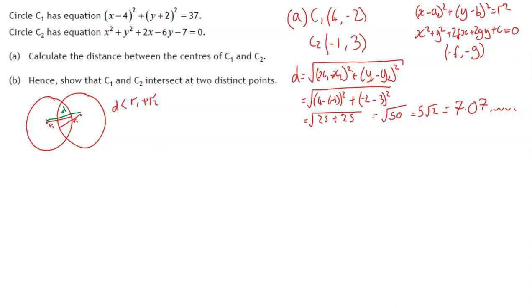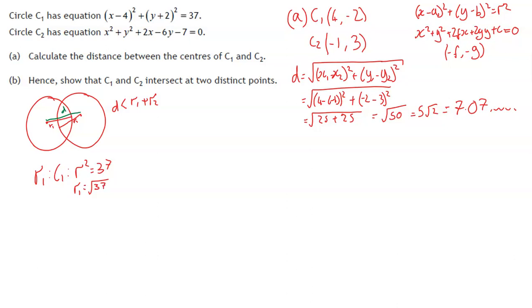Now, I have my distance, root 50, 7.07. I need to figure out the two radii for the two circles and add them together and see what I get from that. So if I think radius 1, R1, let's go for that being C1. Well, if I refer back to my original formula, r squared is on the right-hand side. So for circle 1, r squared is 37. So if I call it r1, I know that is going to be the square root of 37.